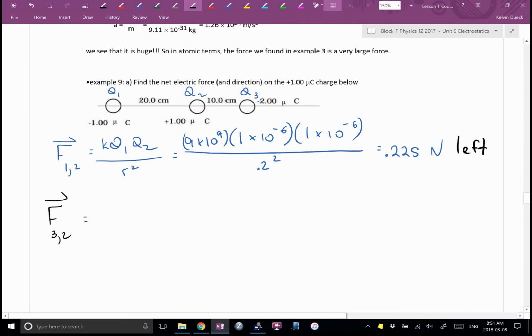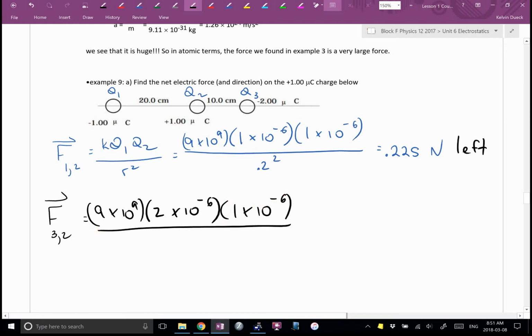Now we're going to repeat that for the force on charge 3 on charge 2. I'm not going to rewrite the equation. Let's see if I can just go with the numbers. K is 9 times 10 to the 9th. How big is charge 3? 2 microcoulombs. Charge 1 is still 1 microcoulomb. Gurjot, what's R between charge 2 and charge 3? Don't say 10. Chang, what goes on the 0.1?